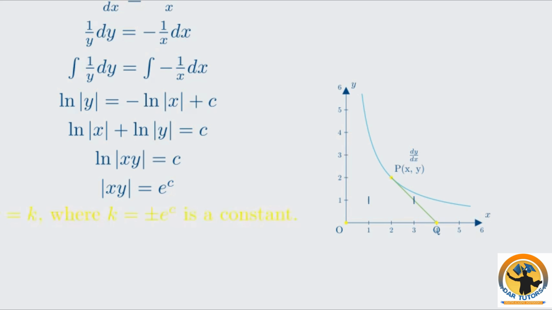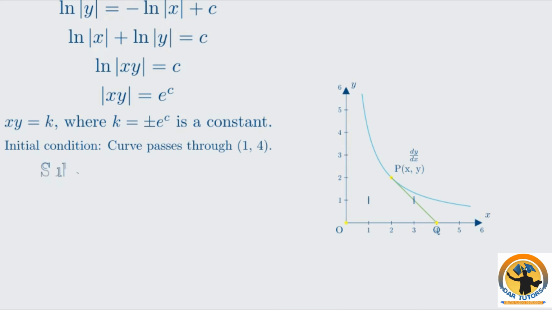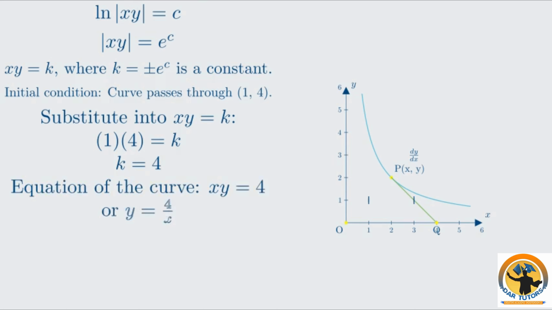We're almost there. We have a general solution, but we need to find the specific value of k for our curve. We can do this using the initial condition. The problem states that the curve passes through the point (1, 4). This means when x is 1, y is 4. Substituting these values into our equation, we get 1 times 4 equals k, so k equals 4. Therefore, the equation of the curve is xy equals 4.